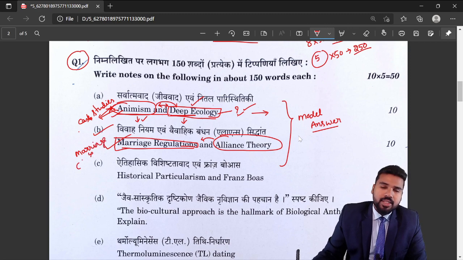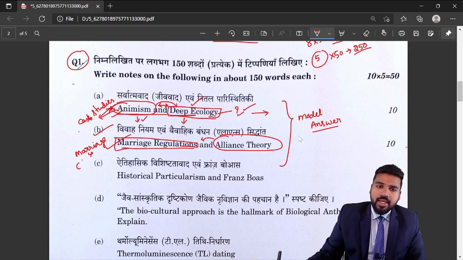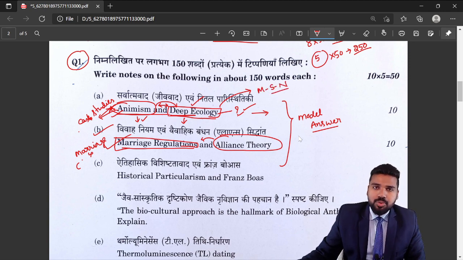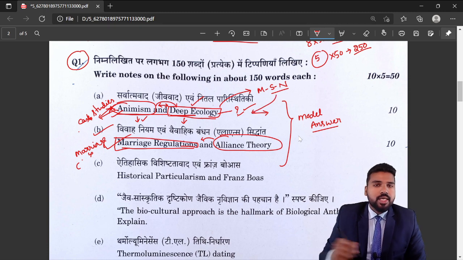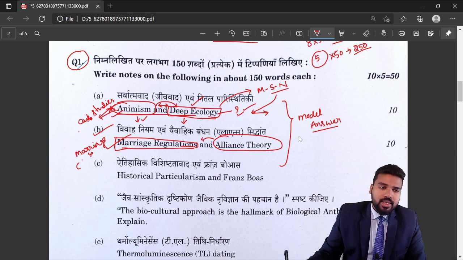So here there is good intermixing of the concepts. Even you can link animism, deep ecology with your paper 2's concept of man, spirit and nature complex. Some points from there you can link here, and you can enrich the content in this particular answer. Okay, so this is marriage and kinship.